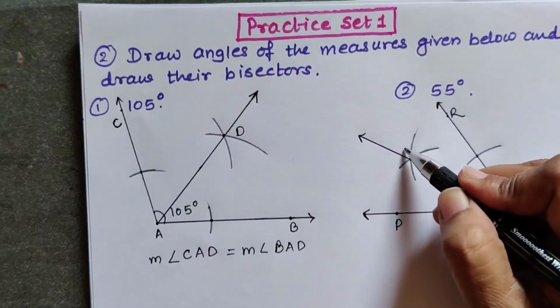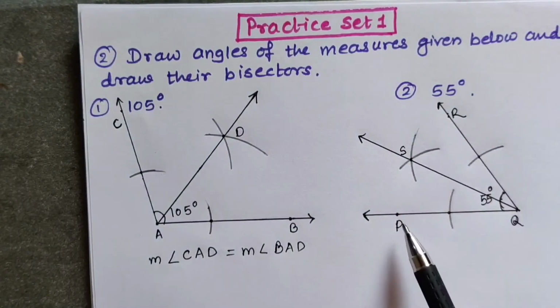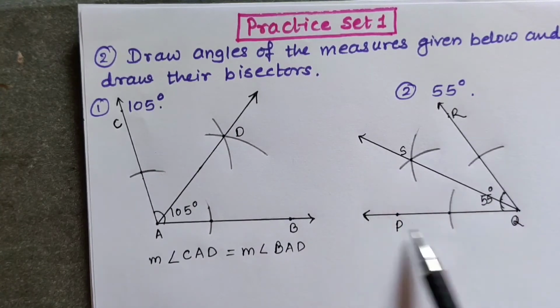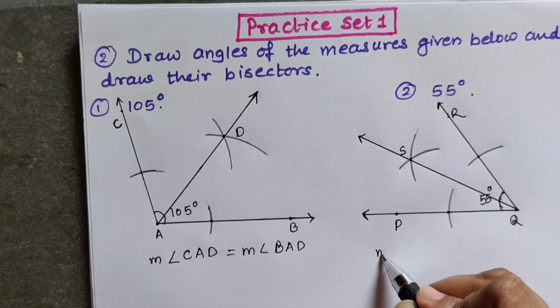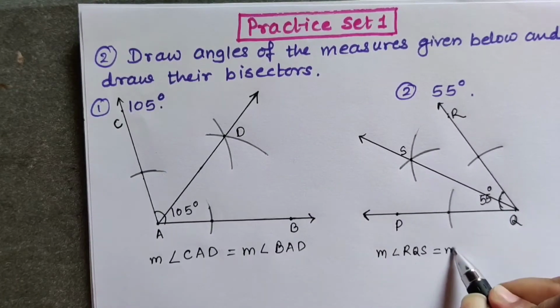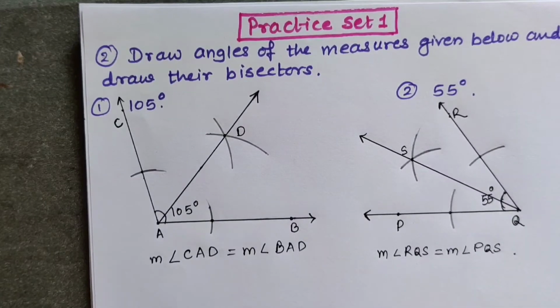This point may be point S, and in this way this angle PQR is divided into two equal angles, angle RQS and angle PQS. So measure of angle RQS is equal to measure of angle PQS. Now let us see the third sum.